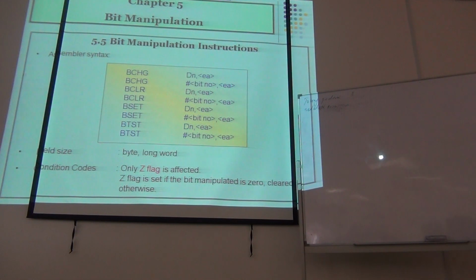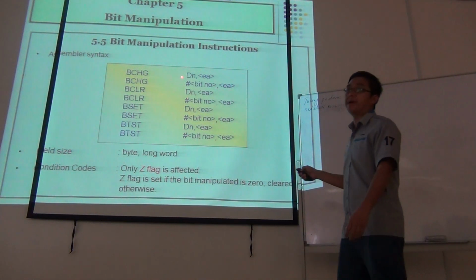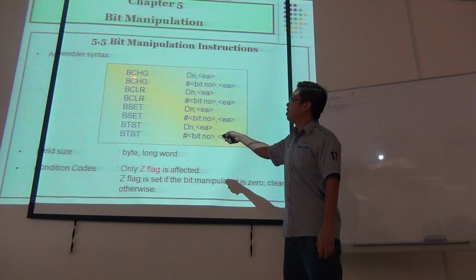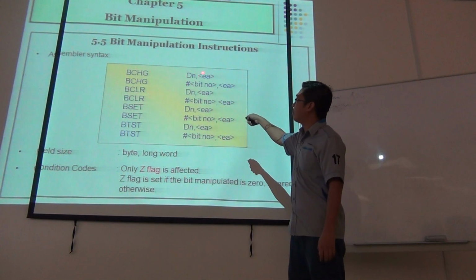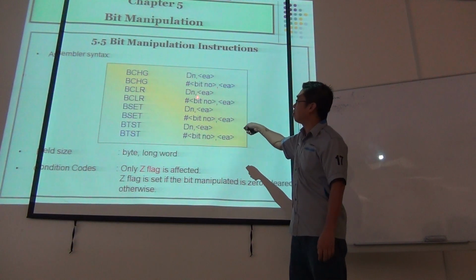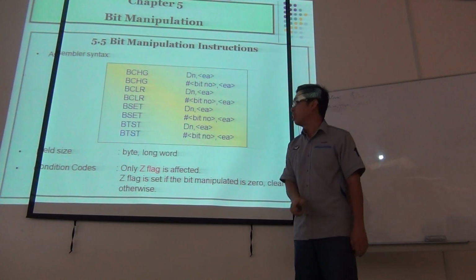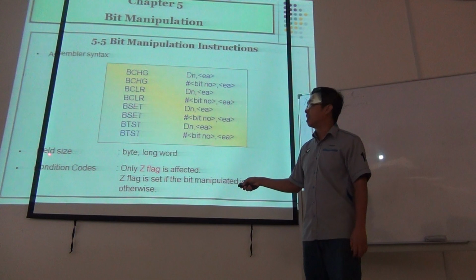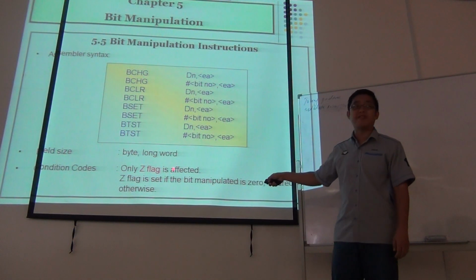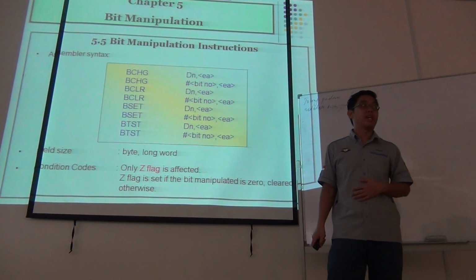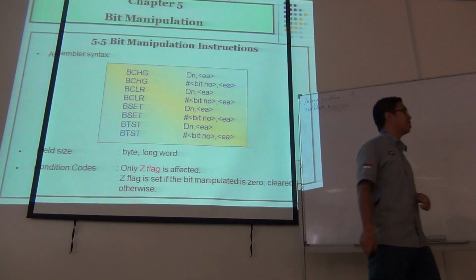The command syntax will be in this format. We change, we clear, we set, we test. So this is the one: data register to effective address, number to effective address, and the rest is like this only. You just need to know that it can be byte and long word, and the condition code is only the Z flag. You have to look at the Z flag today for the simulation.